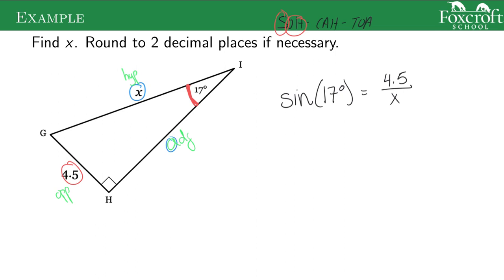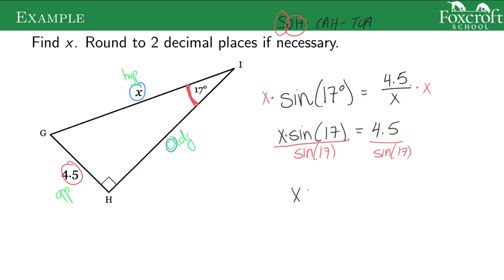So what I'm going to do is solve this equation for x and multiply both sides by x. That's going to give me x sine of 17. You don't have to write the degrees every time. Equals 4.5. If I want to get x by itself, right now x is being multiplied by sine, so I'm going to divide both sides by sine of 17. So now the x value that I'm looking for is 4.5 divided by sine of 17. And here's where I'm going to use the calculator.